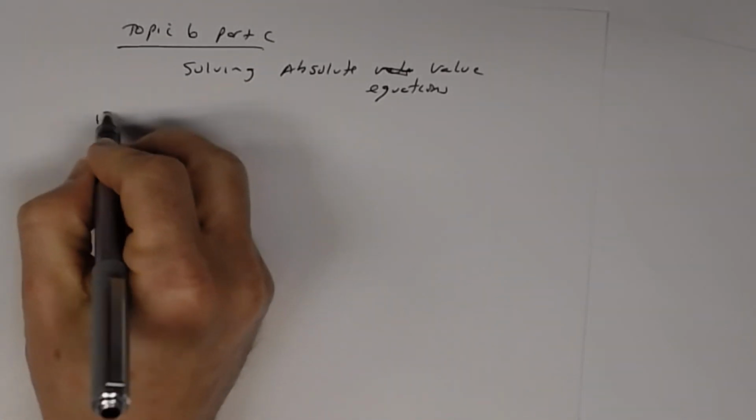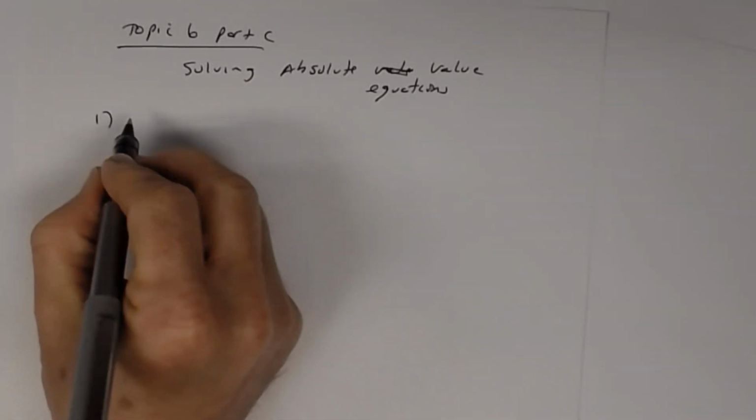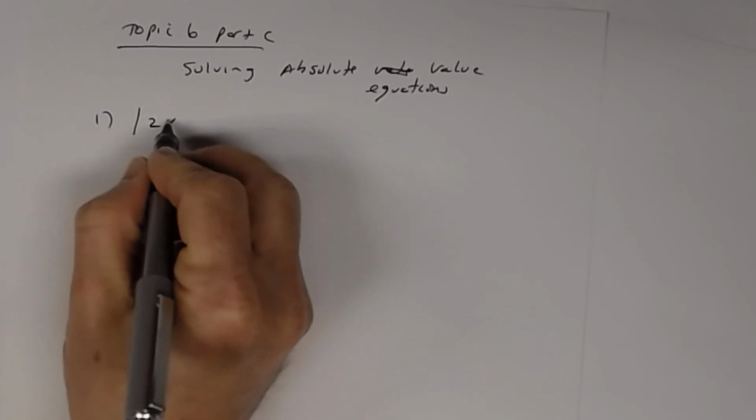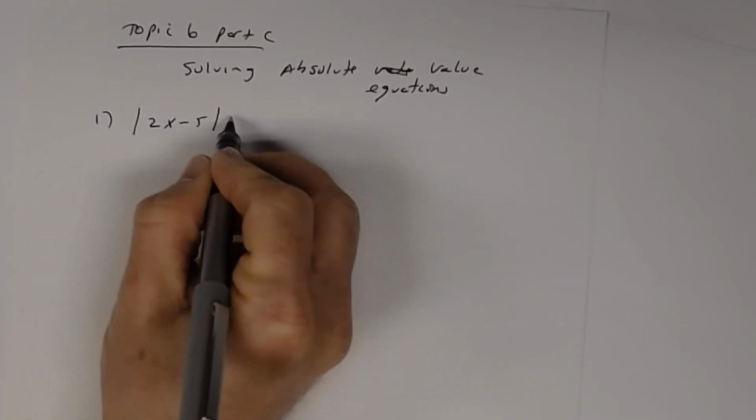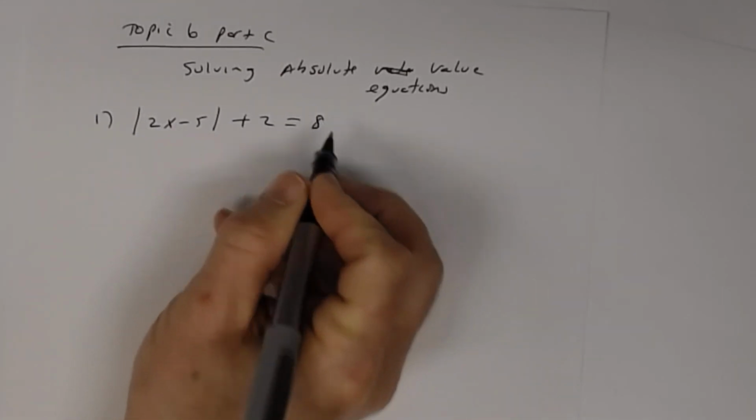Let's look at the first one. The first one we're going to look at is this. We have the absolute value of 2x minus 5, plus 2, is equal to 8.